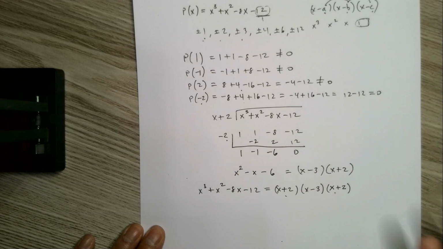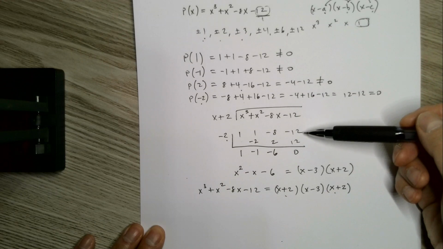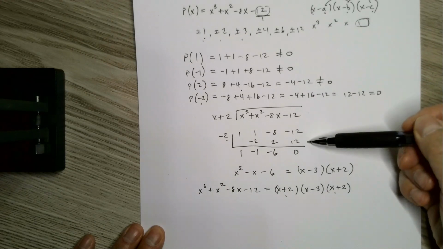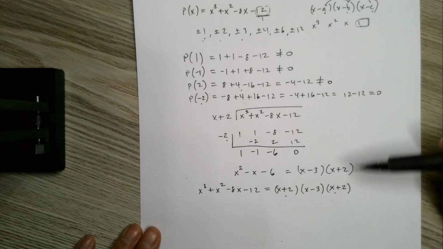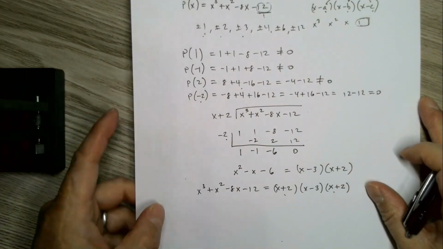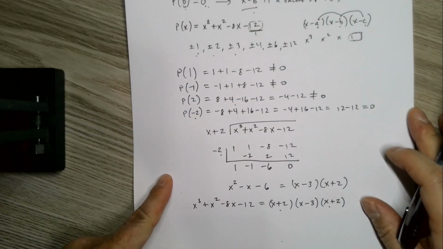Alright, so we used the factor theorem there to help us get the first factor. Then we just use division. You can use long division or synthetic division to find the breakdown for the last two factors. Now I'm going to do another one using rational root theorem to help us out.